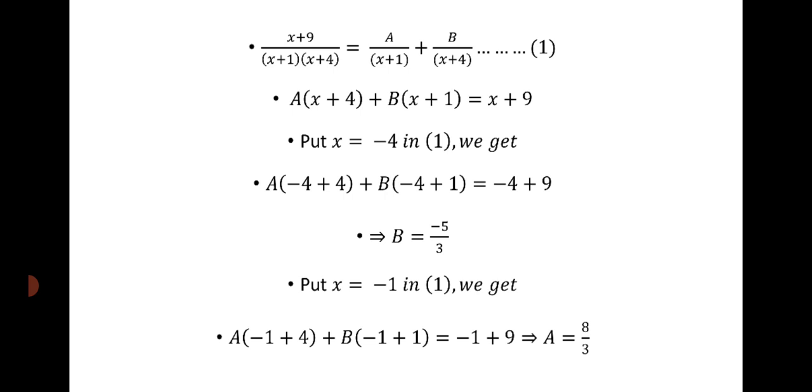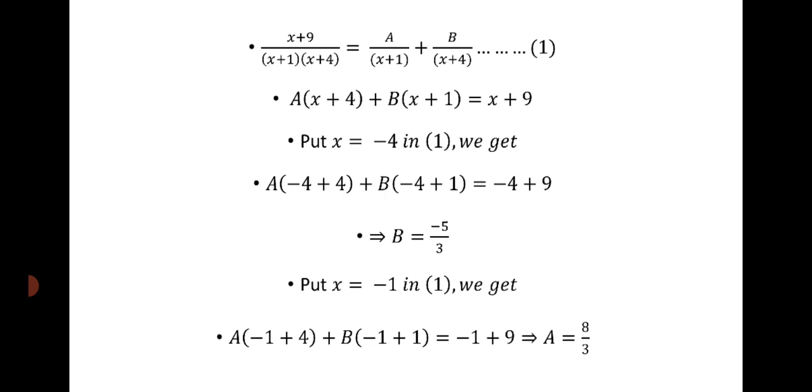Therefore, x plus 9 divided by x plus 1 into x plus 4 equal to a by x plus 1 plus b by x plus 4. That is, by using partial fractions, we split it into two terms and mark this equation number 1. After that, by using cross multiplication, we'll get the equation a into x plus 4 plus b into x plus 1 equal to x plus 9. Then, by substituting x values one by one, find out a and b values. Our b value is minus 5 by 3 and a value is 8 by 3.